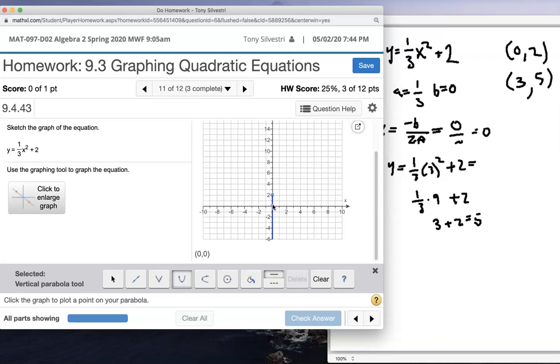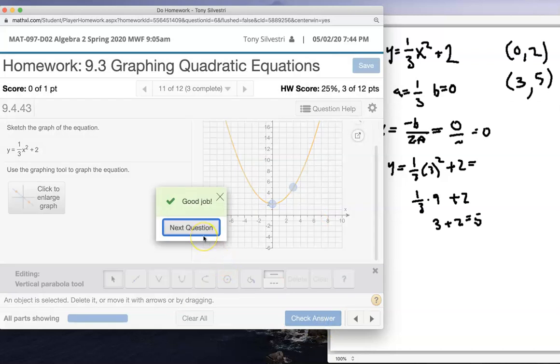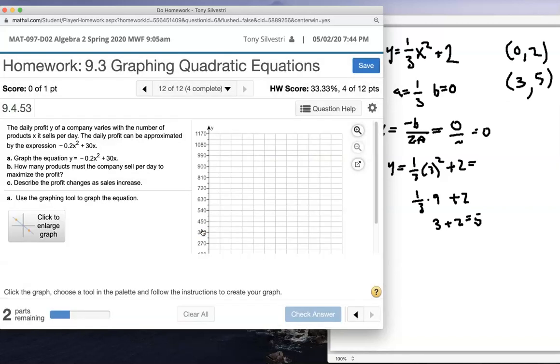Now I go into the center of the world, 0, 0 there. Then I got to go 3, 5. 1, 2, 3 in x, and 5 is up, up, up, up, up. 3, 5. Click that and check your answer. Great job. See? That's not bad at all.